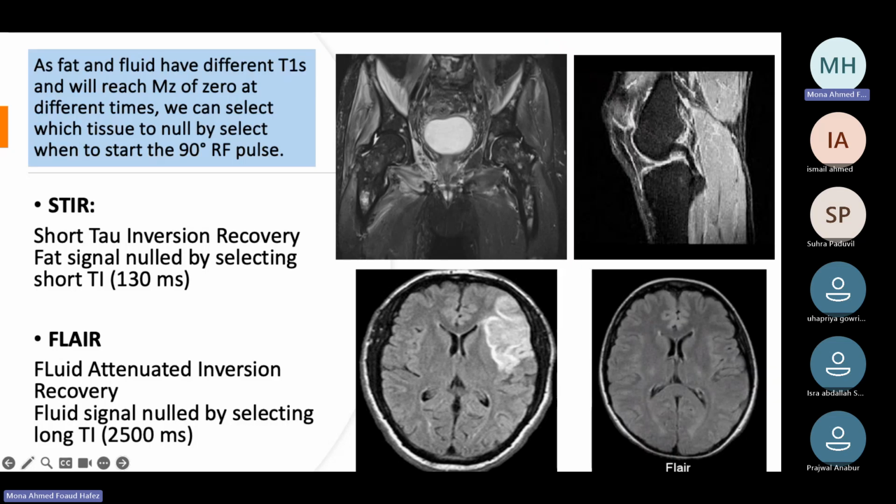Short tau inversion recovery stands for STIR; the fat signal is nulled by selecting about 130 milliseconds. However, in FLAIR, fluid is nulled by selecting a long TI, 2500 milliseconds.